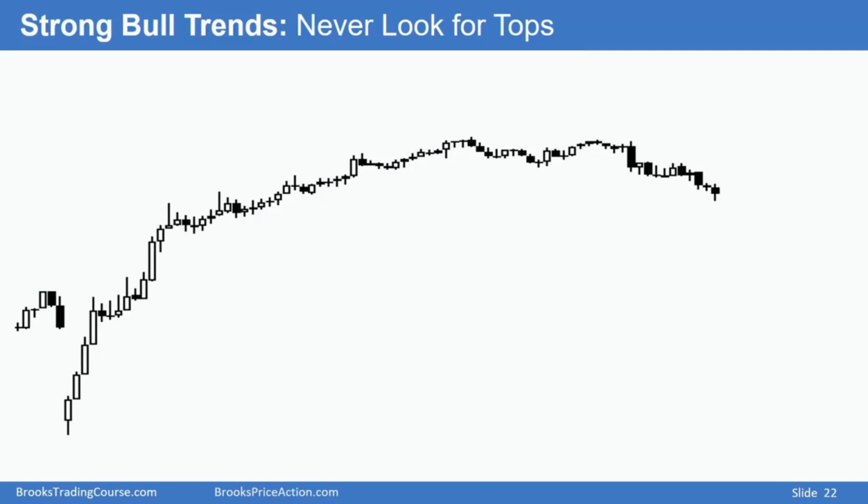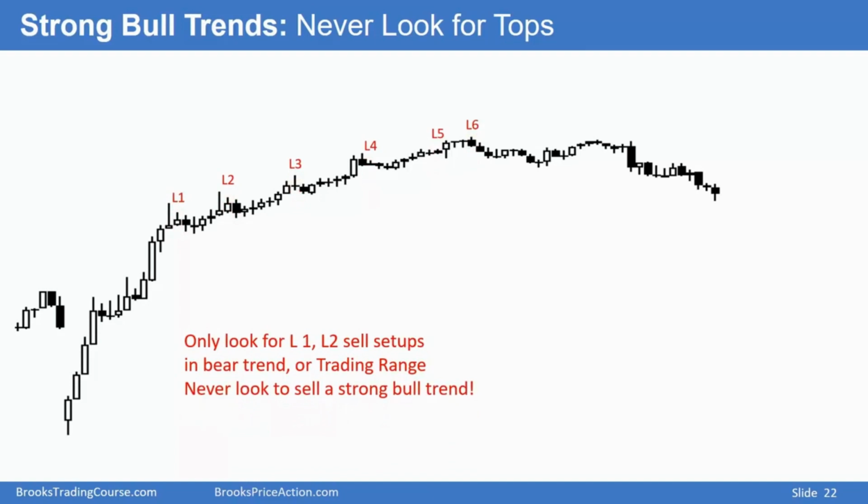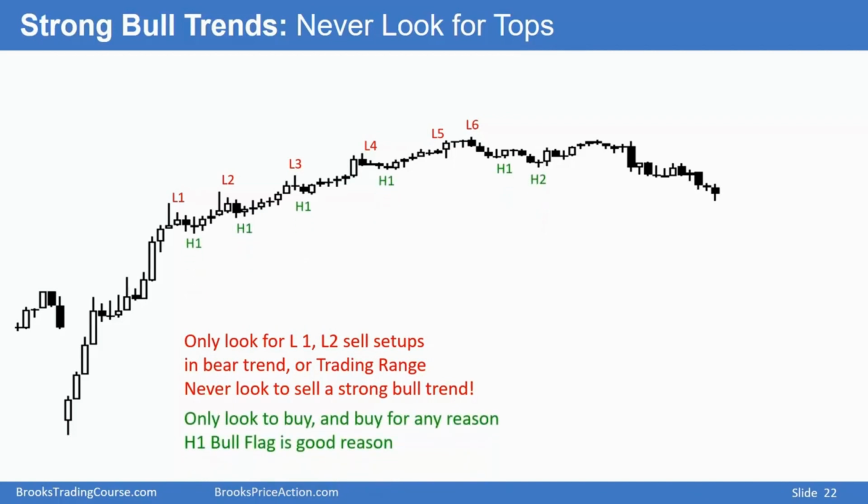When you're in a very strong bull trend, a low 1, low 2, low 3 is a sell setup, and you cannot be looking for sell setups. So instead of looking for low 1, low 2, low 3, low 4, you should only be looking to buy. You should expect each one of these reversal attempts to create bull flags. A high 1, high 1, high 1. And you should be looking to buy the bull flags and not sell the tops.